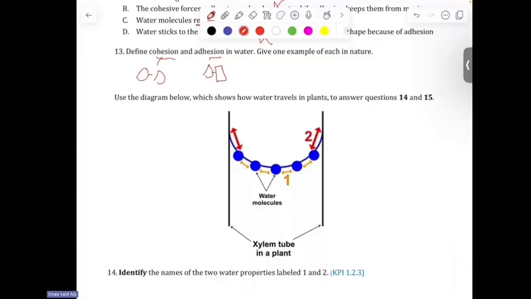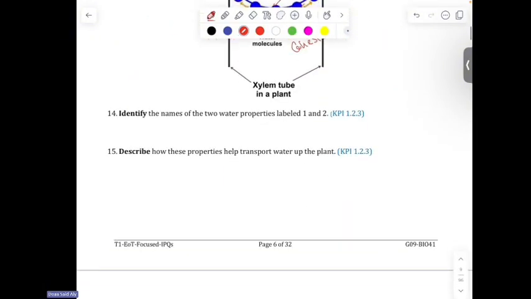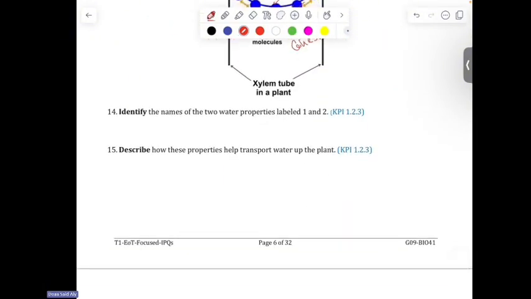Again, this is the xylem. Okay, think about it. This is water, number 1. Yes, it's a glue that sticks the water together. So this is the cohesion. While 2, water sticks to the wall. So this is adhesion. We did number 14. Describe how these properties help transport. Simply, you will differentiate between the cohesion and adhesion.